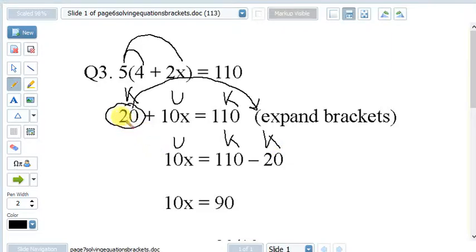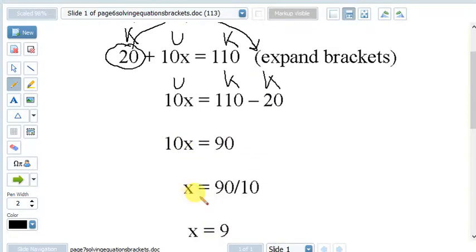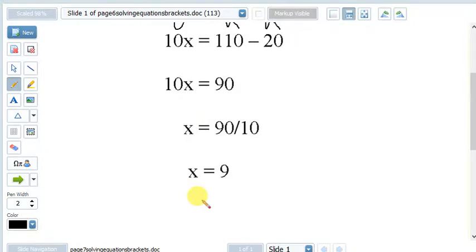So when you bring positive 20 across to the other side, it becomes negative 20. And 110 minus 20 is 90. 10x equals 90. So therefore, when we try and get the x by itself, we've got to bring 10 times across to the other side. So the opposite of times by 10 is divide by 10, which is what you see here. So 90 divided by 10 is 9.